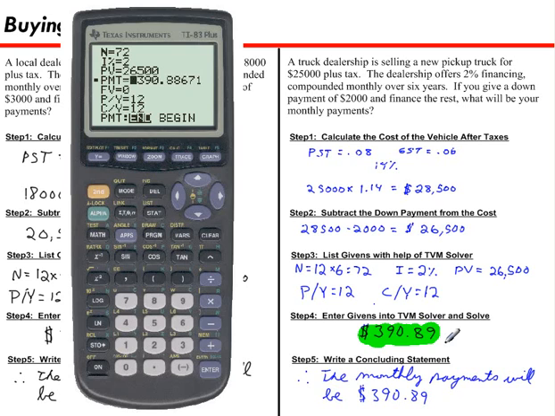For this pickup truck, the monthly payments will be $390.89. And if you didn't quite get that, have a look at this step to make sure that all of your givens were right, and make sure you entered your numbers into the TVM solver correctly to get $390.89.